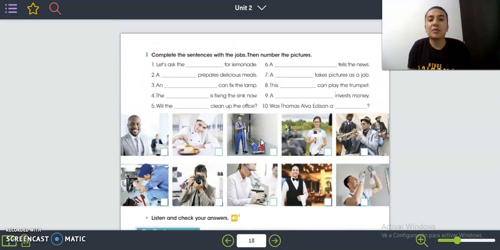All right. So for example, number 1 says, let's ask the waiter for lemonade. So it's a person that actually, it's right here, right? And it has to do with food. It can be either the chef or the waiter. But since we're talking about lemonade and the person is asking, most likely it will be the waiter, because he's the one that is serving the lemonade or the food. And then number 1 should go right here. Okay? So this is the activity from this page, nothing else.